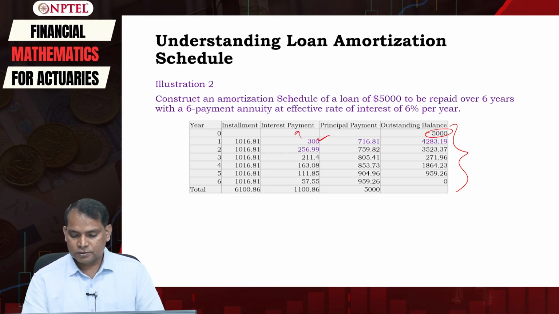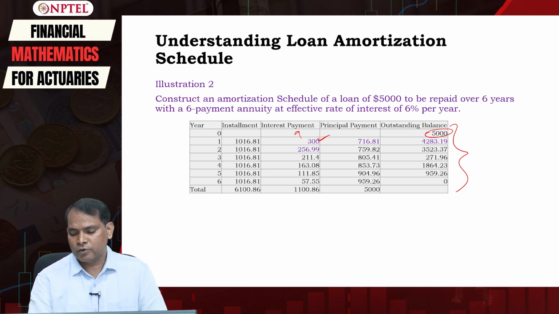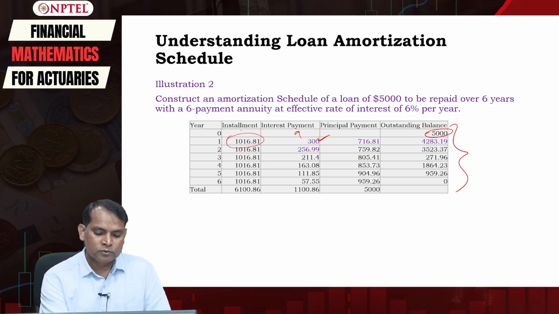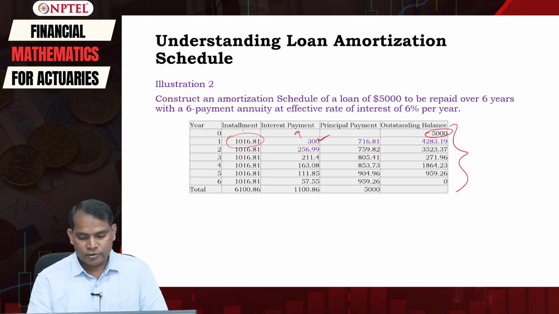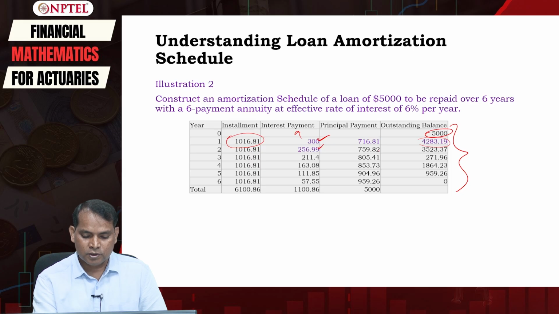Okay, and the installment amount is computed as 5,000 divided by the present value interest factor for annuity, which is then equal to 1016.81. That will be the same for all the 6 periods. And in the second period, this is the outstanding balance, and from this you need to compute 6% interest, which will be this one. This amount will go towards the interest payment.